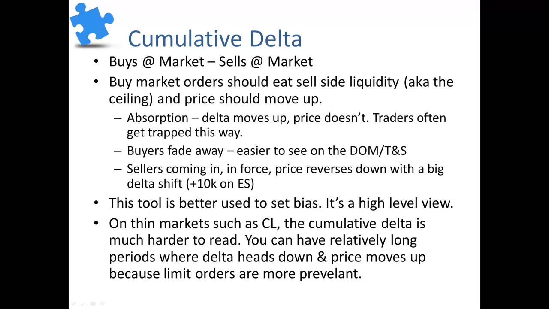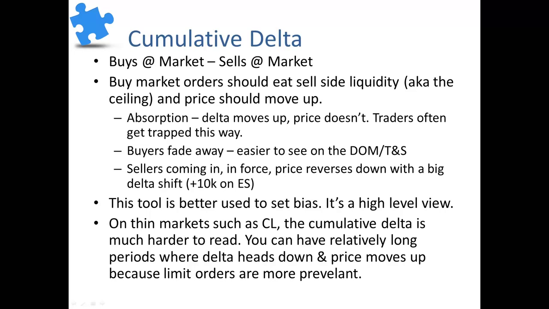Okay, so what we're going to do now is start looking at the most commonly used order flow tools and try to look at the pros and cons of each. So first of all, we're going to look at cumulative delta. If you haven't seen that, it looks a bit like a price chart, but it shows buy market orders minus sell market orders. So buy market orders should eat the sell side liquidity. It should eat the ceilings and price should move up. We don't see the ceilings, but we know that they're there. We know the floors and ceilings have got to be there.